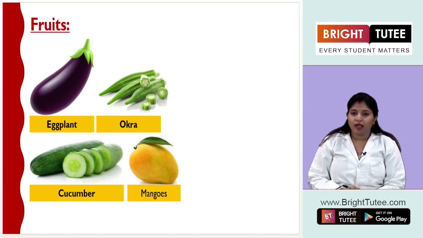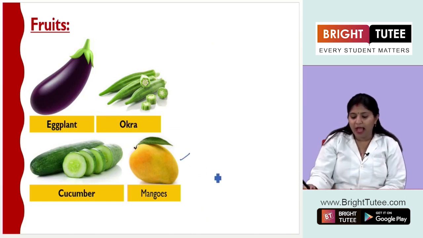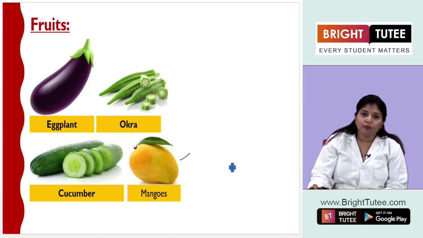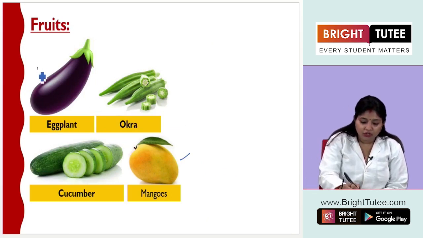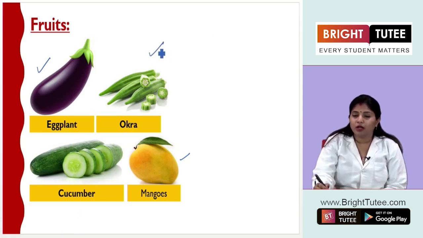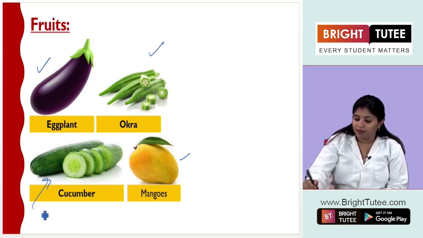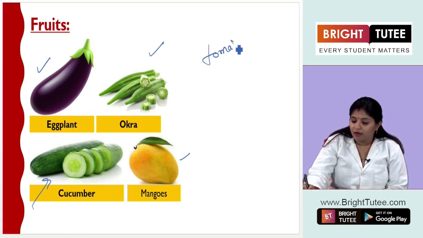Then fruits. Again, there is a major misconception that only fruits like mango and apple are categorized as fruit, but biologically speaking, brinjal or your eggplant is a fruit. Then okra, that is lady finger, is a fruit. Also your cucumber is a fruit, right? So even your tomato is a fruit, right?